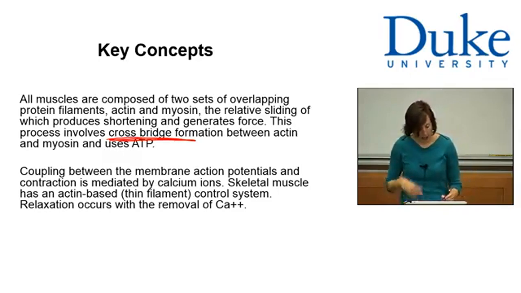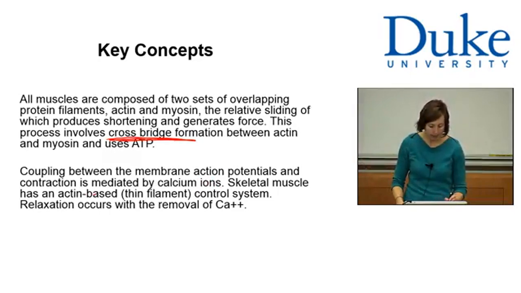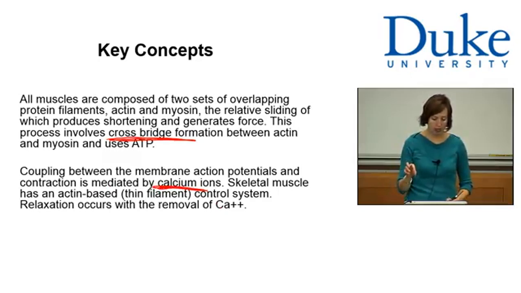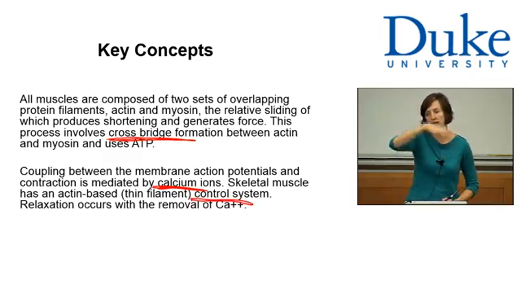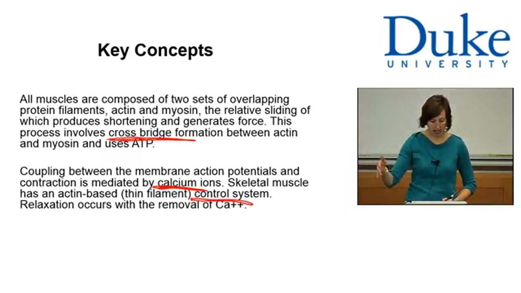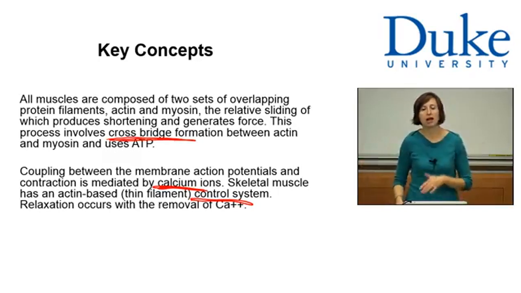And then we're going to couple the action potential coming from the neuron and then traveling throughout the muscle plasma membrane, which is then going to cause an increase in calcium ions. And in skeletal muscle, we're going to have an actin-based control system where we're going to have calcium binding troponin, which then moves tropomyosin on the actin, and then we're going to have removal of calcium through the actions of the SR calcium ATPase.